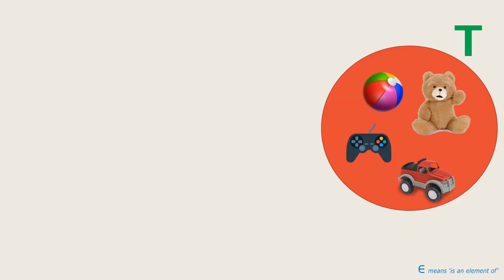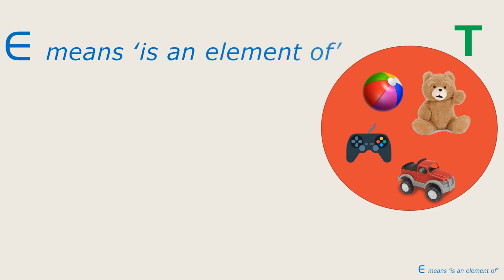The symbol ∈ means is an element of. So when you're given a set notation and you see the symbol ∈, it means element of. So I can say ball is an element of the set T, or I can say truck is an element of the set T. So we have the member, which is ball, we have the symbol ∈ for element, and we have the set name T.